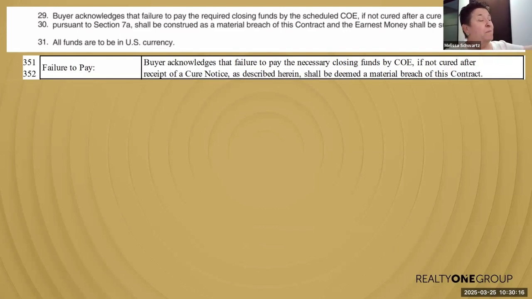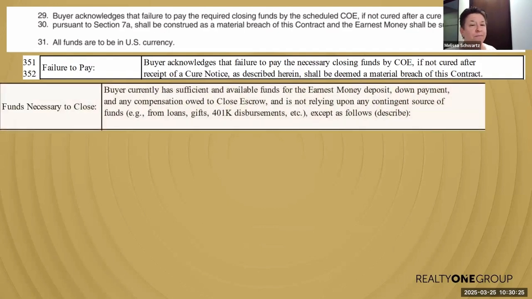This is way at the back. The AAR contract has it way up front. So there are certain things that go back and forth depending on what order they put them in, okay?